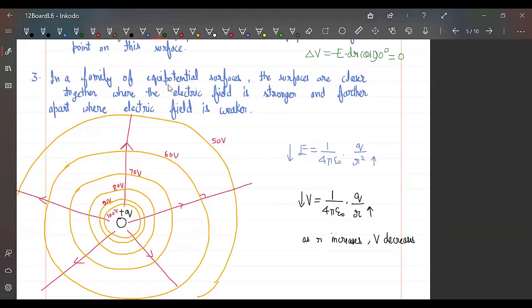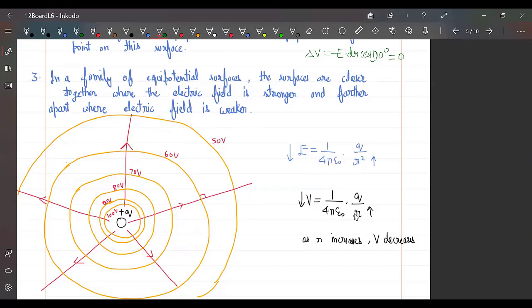Also, in a family of equipotential surfaces, the surfaces are closer together where the electric field is stronger and farther apart where the electric field is weaker. If I draw equipotential surfaces due to a point charge, the electric field is given by Q by 4 pi epsilon naught R square. So as you go away, the electric field decreases. This is not a uniform electric field. It will keep on decreasing as you move away from the charge.